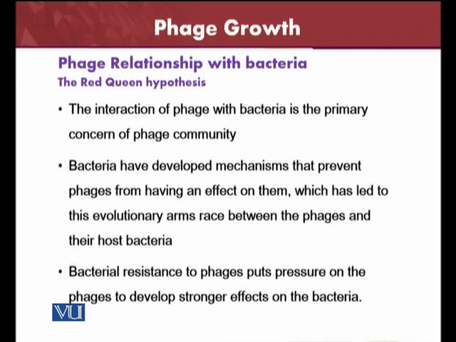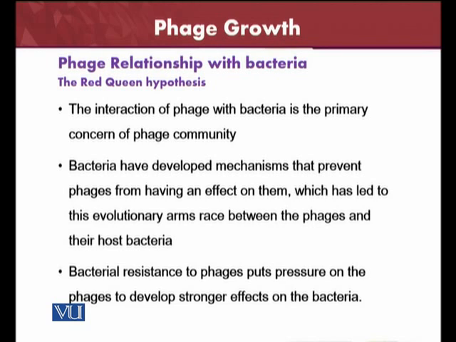Therefore, phages will be everywhere there is a large number of bacteria. So bacteria are the host and phages are the attacking organism. Therefore, bacteria need to evolve and evade their parasite, and bacteria have developed mechanisms that prevent phages from having an effect on them. Of course, phages cause harm to their host bacteria. Therefore, the host has to develop some evolutionary mechanisms to avoid such a parasite, which has led to an evolutionary arms race between the phages and their host bacteria.